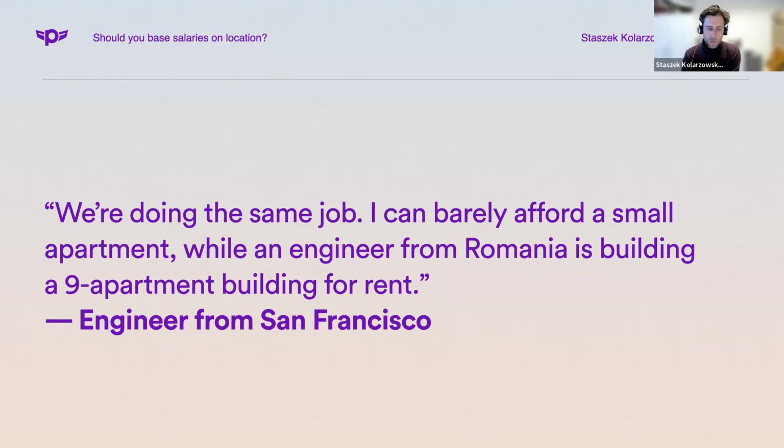This is something I heard from an engineer in San Francisco: "Hey, we're doing the same job as this person in Romania. And I can only afford a small apartment, but this person is actually building a big complex and renting out 9 apartments." And that's a true thing. I know this engineer in Romania actually. They're building buildings. They're earning so much money that they're building buildings for rent.